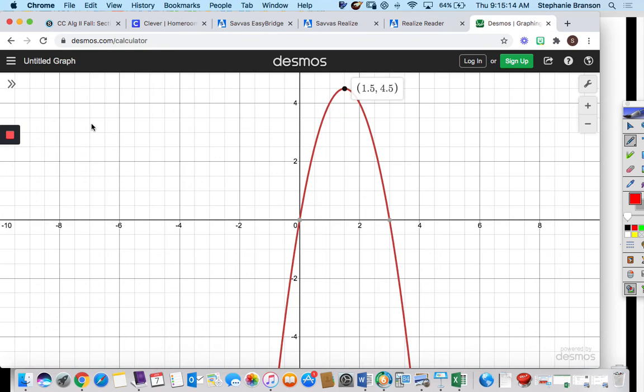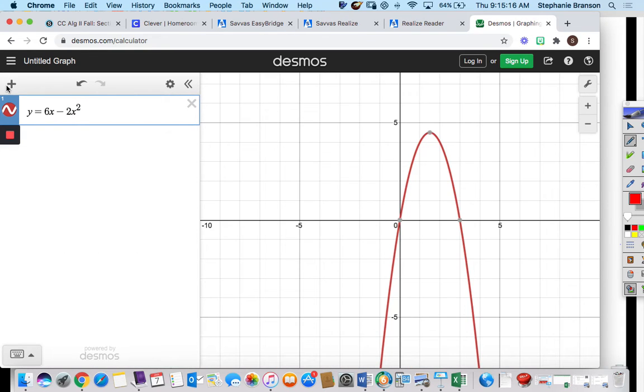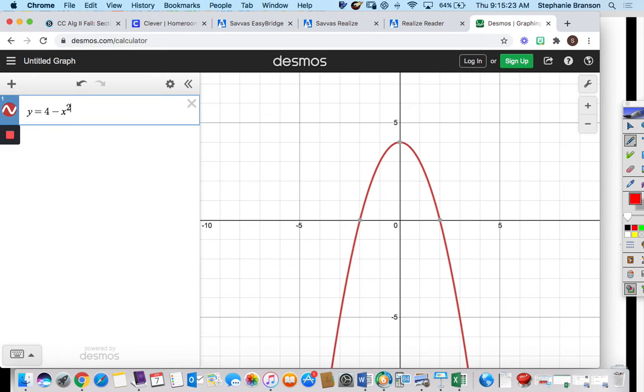So let's take a look at example 2 here. What are the x and y intercepts of y is equal to 4 minus x squared? Alright, and this online graph actually makes it very easy for us. They put a point there at each intercept. So how many x-intercepts do I have? 2. How many y-intercepts do I have? 1.